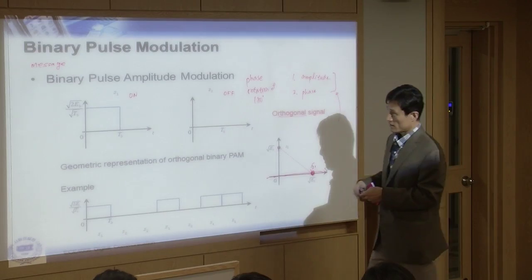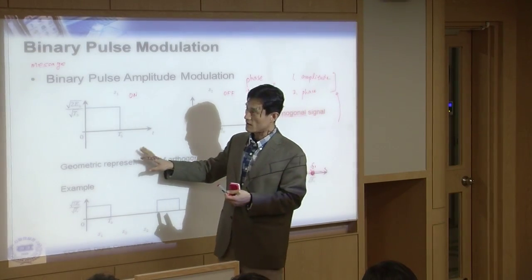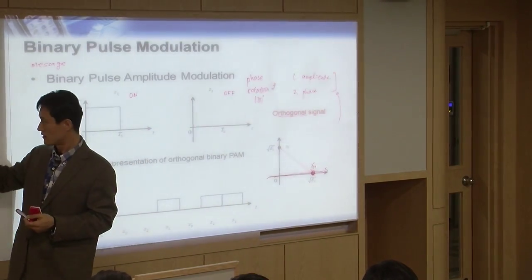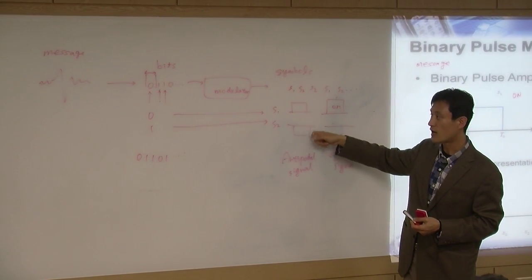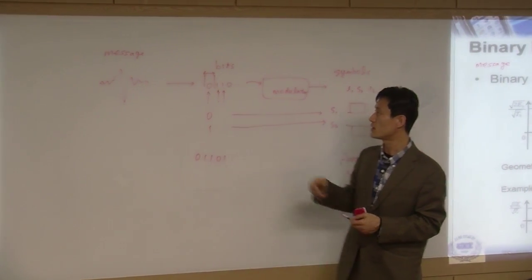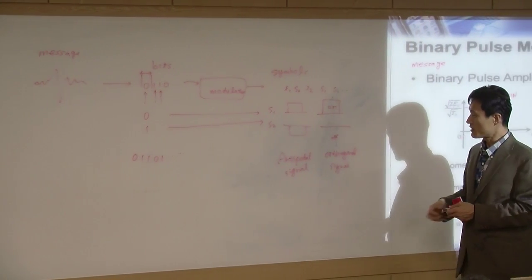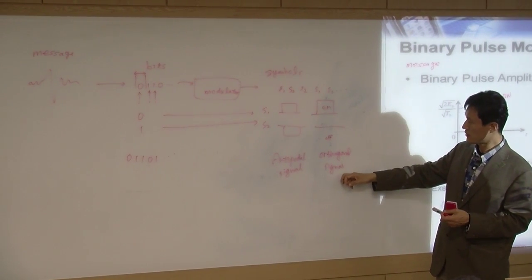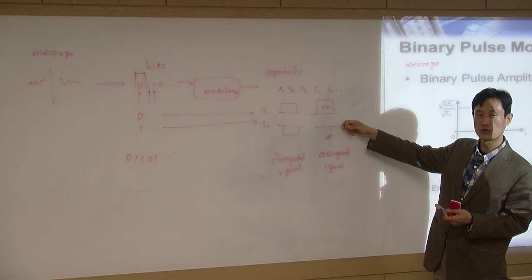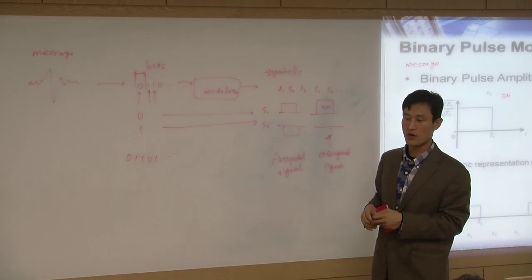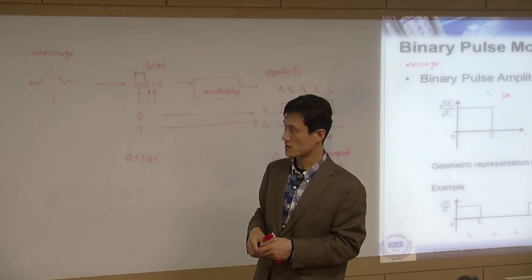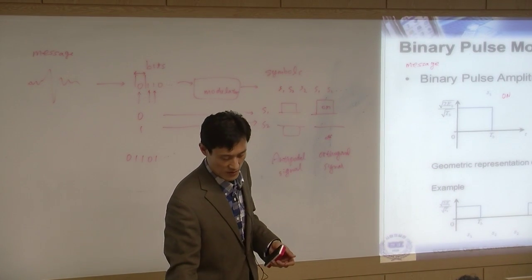But anyway, the idea here is that in antipodal signals, you can do +1, -1. That's how you can differentiate 0 and 1. But there's another way, orthogonal signal, where you can do on-off type. So these are two different choices you can use for binary PAM.